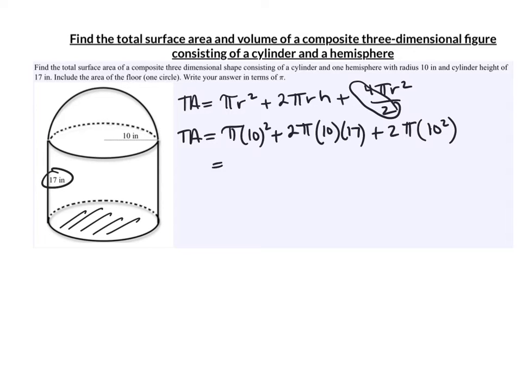So let's work this out. This is 100 pi. This is 2 times 10, which is 20, and 20 times 17 is 340. So 340 pi. 10 squared is 100, times 2 is 200 pi. So we'll add all those up. 100 plus 340 would be 440, 540, 640, so 640 pi. And this is area, so it would be inches squared.